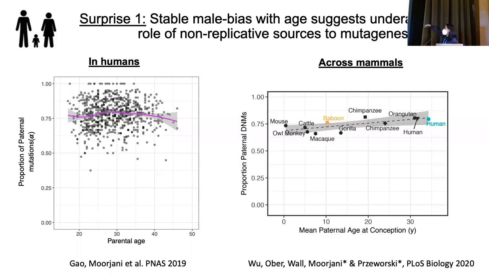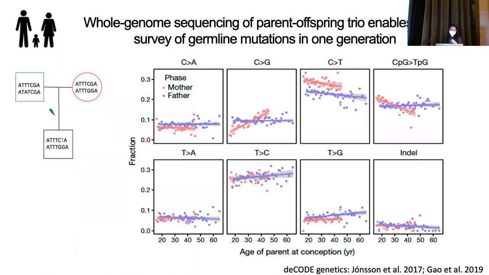Moreover, you can look at this across a range of different mammals. These mammals differ in onset of puberty, mean age of reproduction, and all kinds of different life history traits. And yet the male bias is stable across all these species. This suggests that a large proportion of mutations accumulate because of non-replicative sources also. So while replication does contribute some mutations, non-replicative mutations make up a significant fraction.